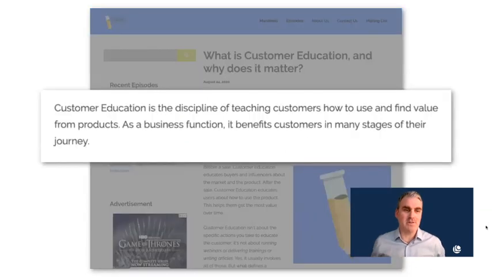They give this definition: customer education is the discipline of teaching customers how to use and find value from products. As a business function, it benefits customers in many stages of their journey. And as we go, I really want you to pay attention to this concept of a journey. We're going to be looking at those structures both in terms of the typical top-down organization chart, as well as in relation to this journey. So keep that in mind as we go.